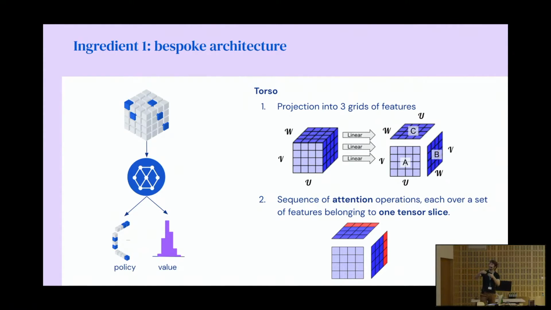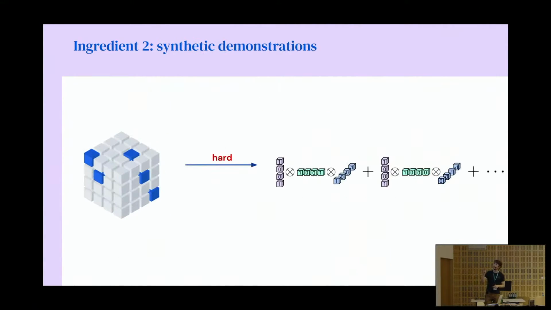Then after this sequence of attention operations, we extract a common embedding of this tensor, and this final embedding is sent to 2 different parts of the network: the policy head, which is an autoregressive transformer, and the value head, which is trained with distributional reinforcement learning. It's a simple value head. So yeah, this was the importance of having a customized architecture.